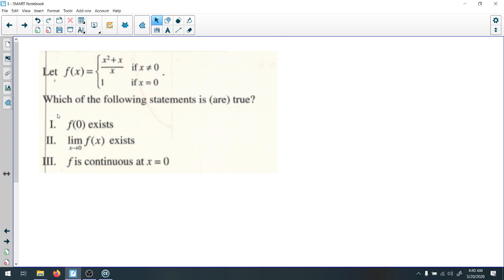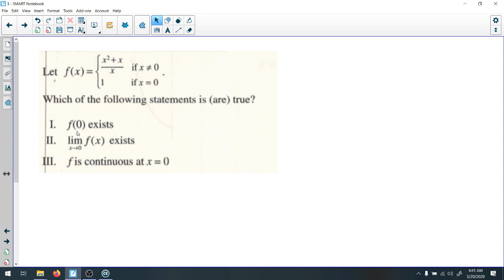In the AP Calculus test, year 2012, I think, we have this question. Let function f of x equal (x squared plus x) over x if x doesn't equal 0, and the function equals 1 if x equals 0. It's a step function. Which of the following statements is true?